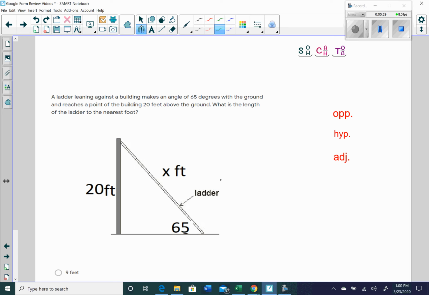The important things you want to pay attention to are the given angle, which they're saying is making an angle with the ground and the point of a building. So here's the ground and here's the point of the building that it's looking at. That is why the angle is down there, because it's along the ground looking up at that spot. Then it also says that spot is 20 feet above the ground.